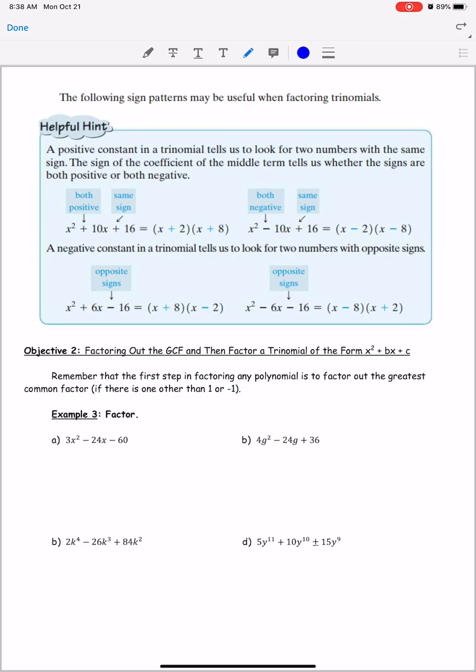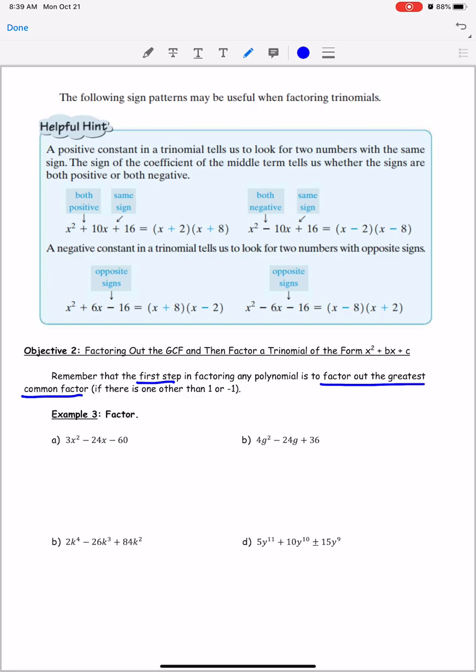Now, objective 2 down here wants us to remember that the first step in factoring a polynomial is to factor out the greatest common factor if there is one other than 1 or negative 1. First step, factor out GCF. So from now on, before we start factoring, we're looking for a GCF first.